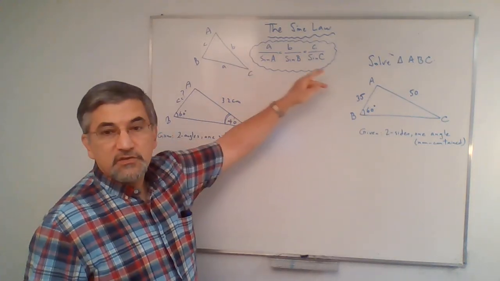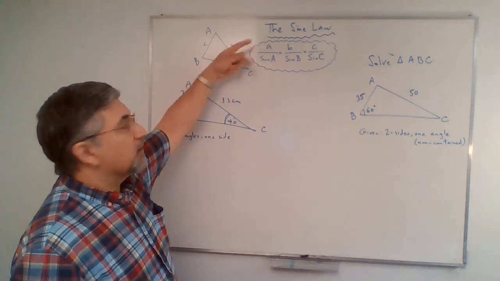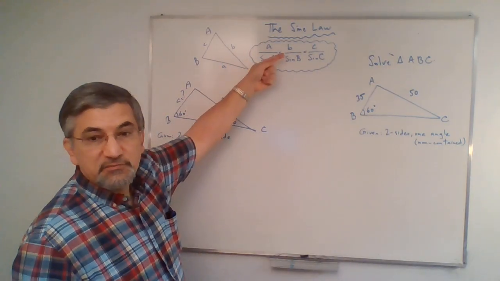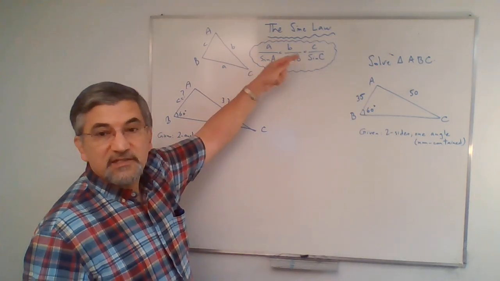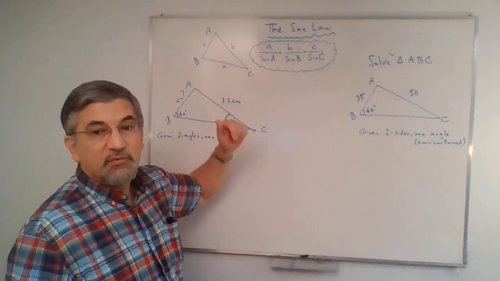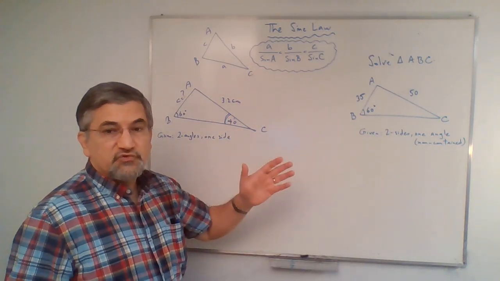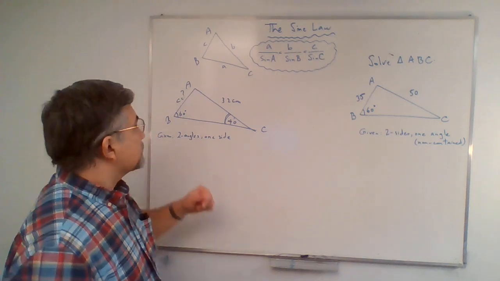You can write these three ratios that are equal upside down as well. You can say sine A over a equals sine of angle B over side b equals sine of angle C over side c. You can write it that way as well. And this is valid in any kind of triangle, even right angle triangle.